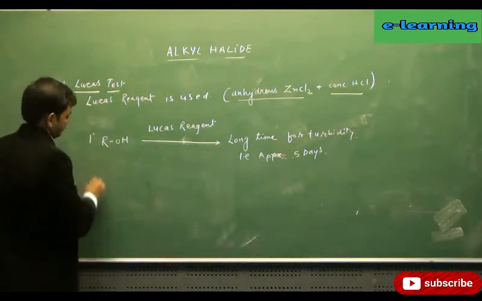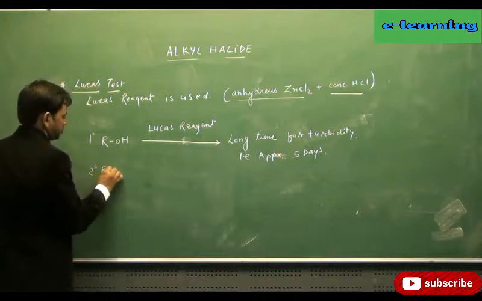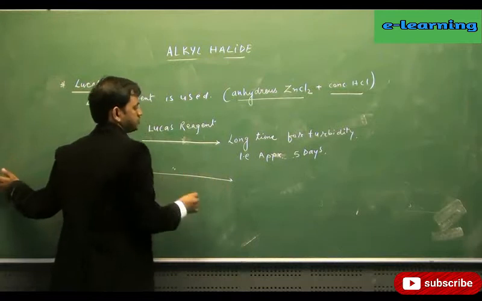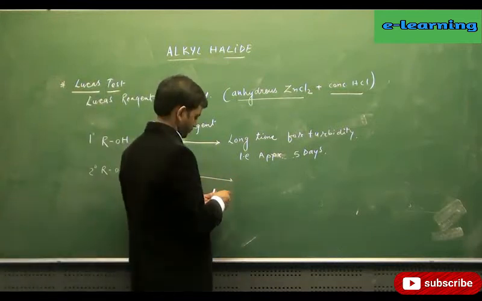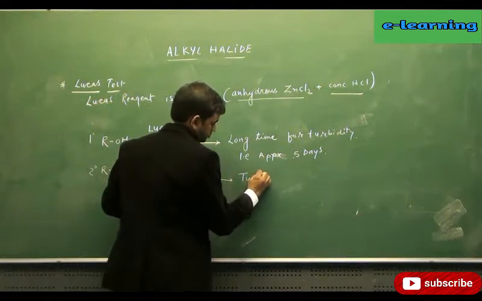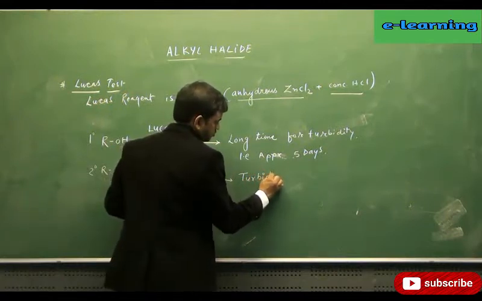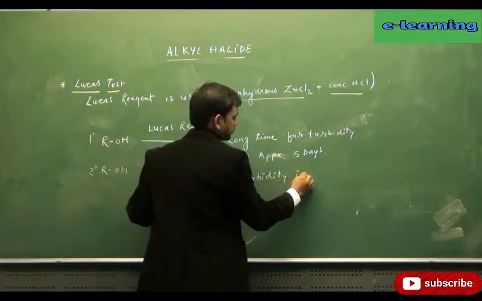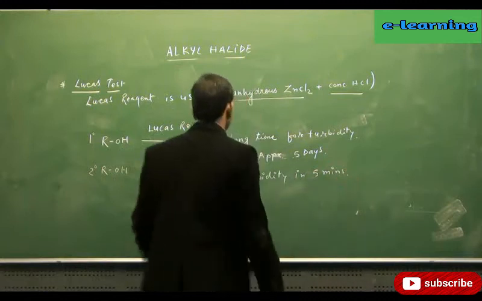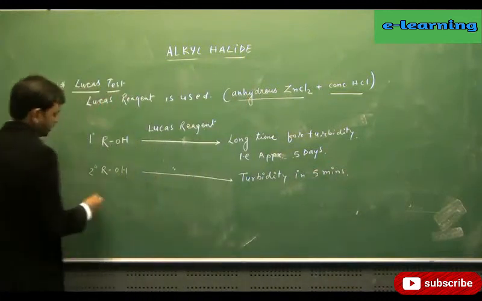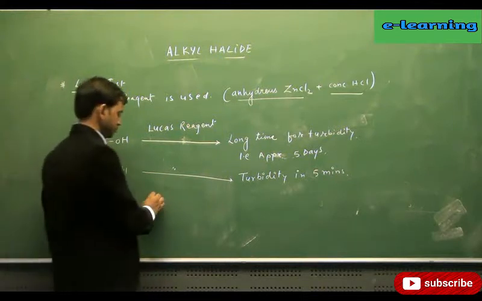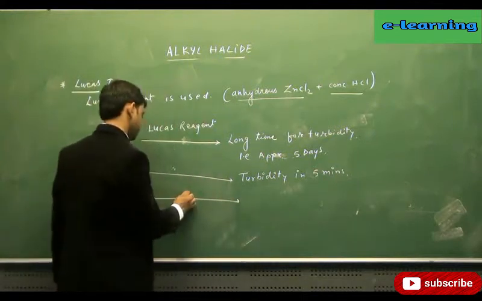2 degree alcohol gives turbidity after 5 minutes. When we introduce the Lucas reagent, it takes approximately 5 minutes. Turbidity in 5 minutes. In 3 degree alcohol, immediate turbidity.